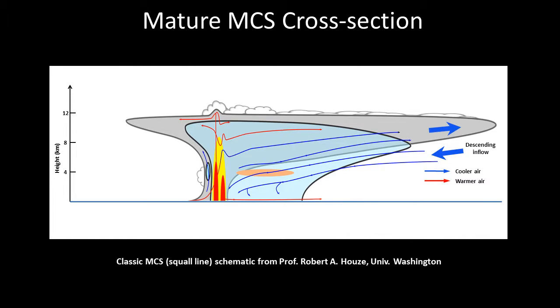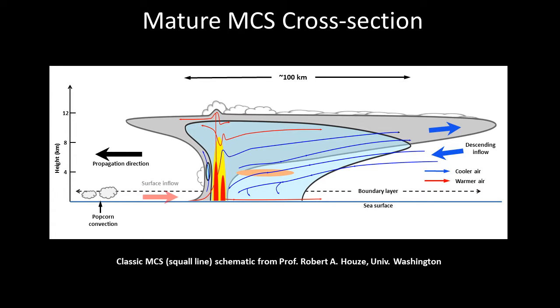The schematic is an MCS cross-section. It illustrates both large areal extent and, in this instance, movement direction to the left. Out ahead of the MCS, there are individual popcorn convection cumulus clouds indicating high moisture content. At the surface, within the boundary layer, air is flowing into a gust front where wind speeds pick up.